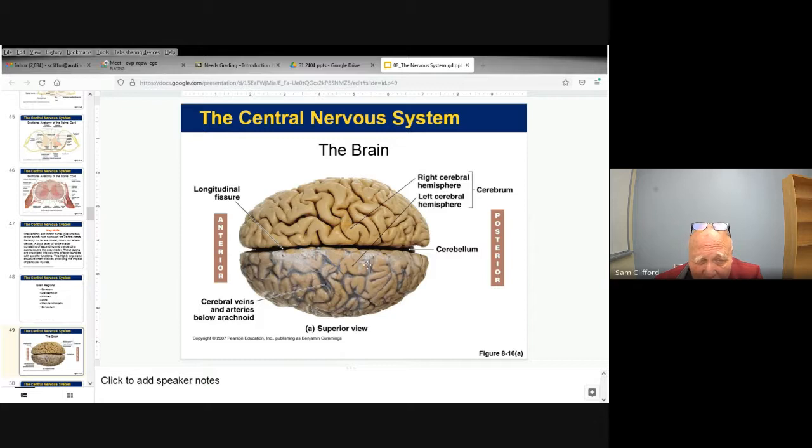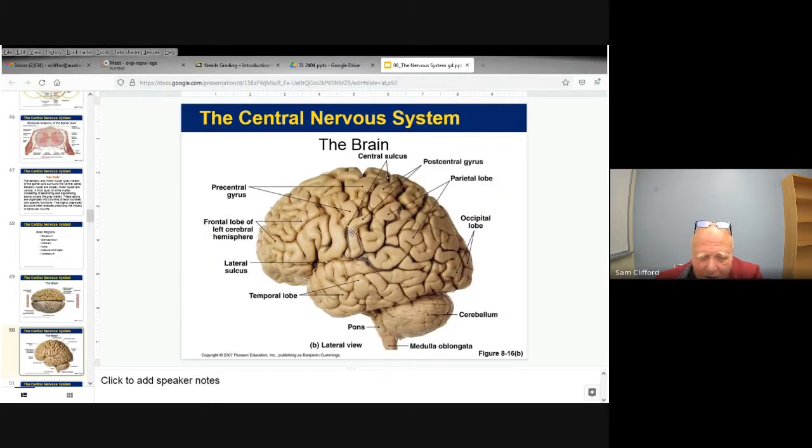We have a right and left cerebral hemisphere. We'll learn that the right and the left have different functions, and that's called lateralization. If we look at a lateral view of the brain, you can see the central sulcus, and the precentral gyrus is where motor output occurs, after all the sensory information is analyzed in the postcentral gyrus. This is called the somatosensory cortex and the motor cortex.